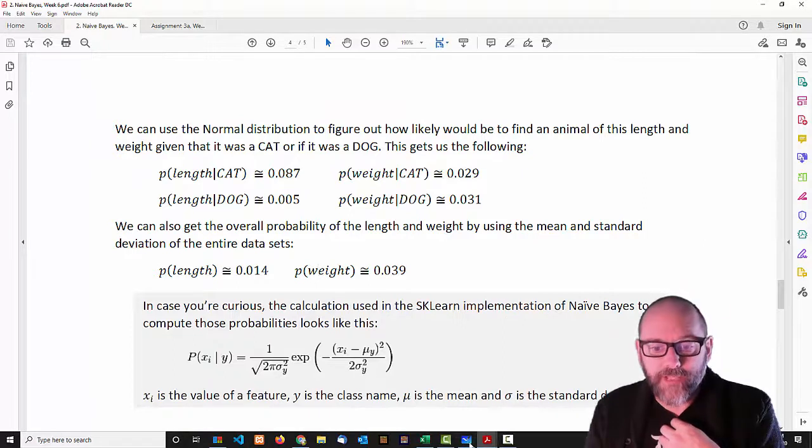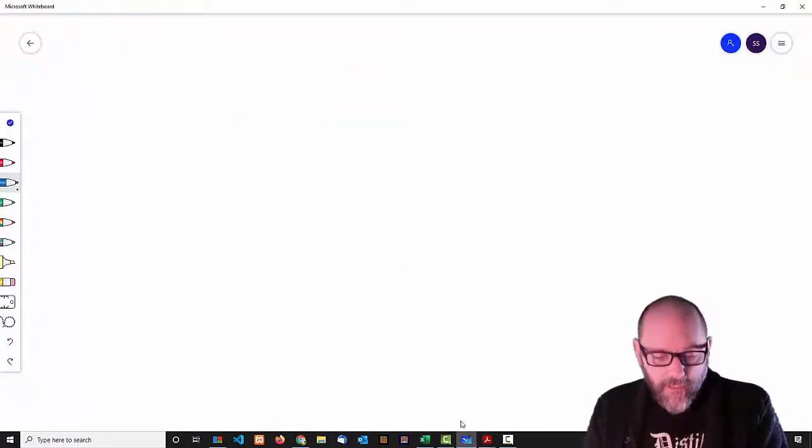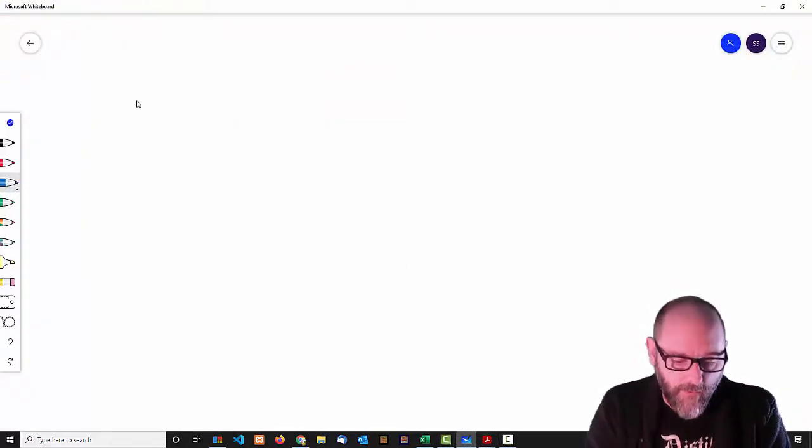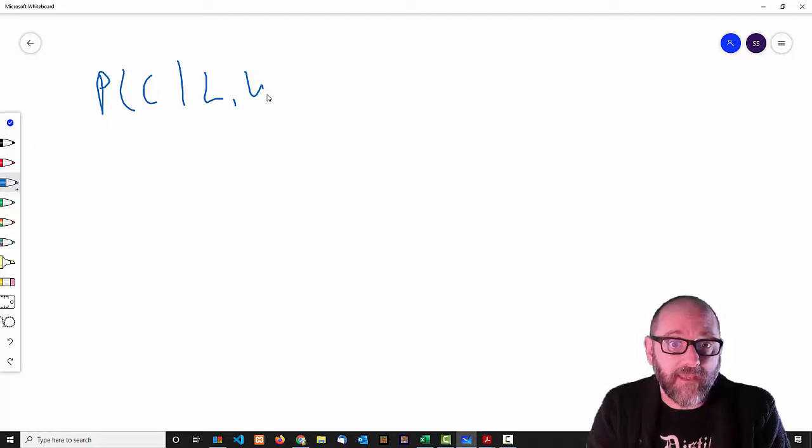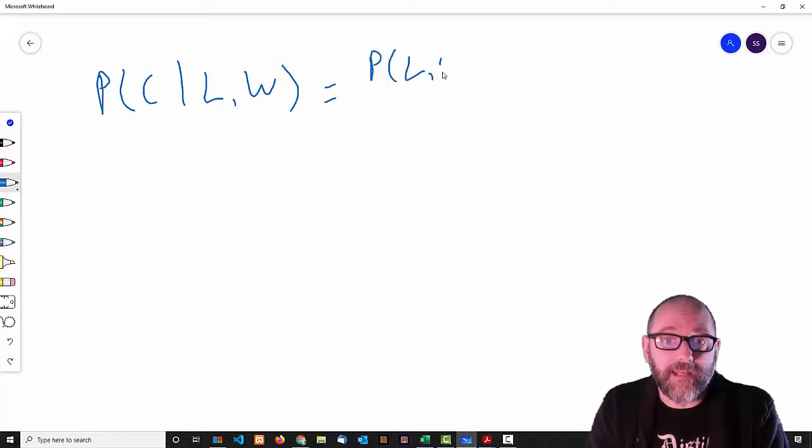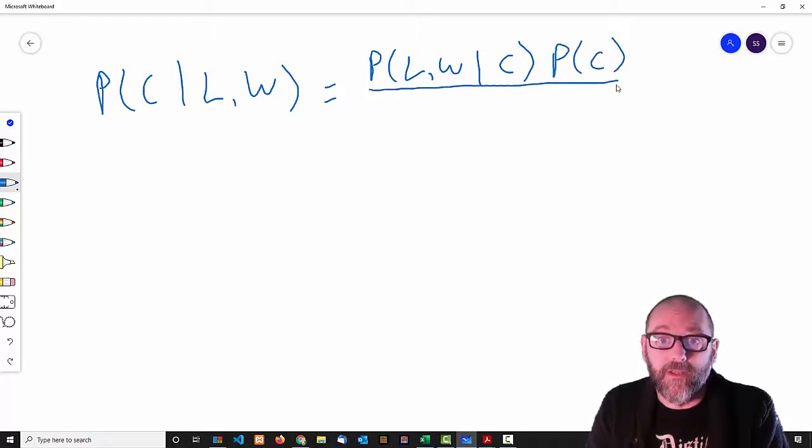Okay, so how is this going to help? Well, it's going to help because we want the probability. If we're doing cats, we want the probability of cat given that length and weight. And we know that we can get that if we can measure the probability of getting that length and weight if it was a cat, multiplied by the probability that it was a cat, the prior probability, over the probability of getting that length and weight.